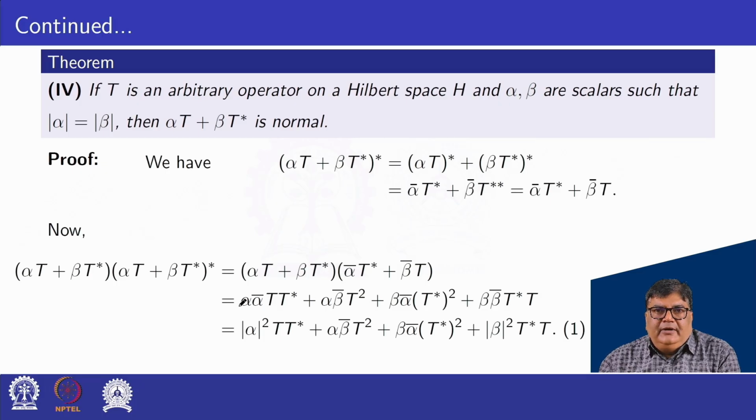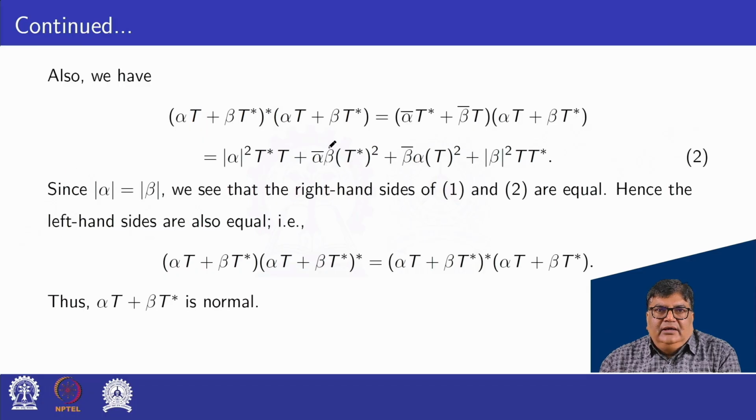So we know that alpha alpha bar is mod alpha square, and beta beta bar is mod beta square. So this can be written as mod alpha square TT star plus alpha beta bar T square plus beta alpha bar T star square plus mod beta square T star T. This is equation 1. Also, find the value of star of alpha T plus beta T star into alpha T plus beta T star.